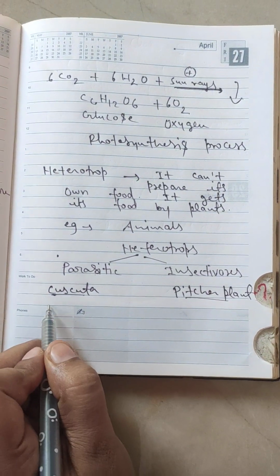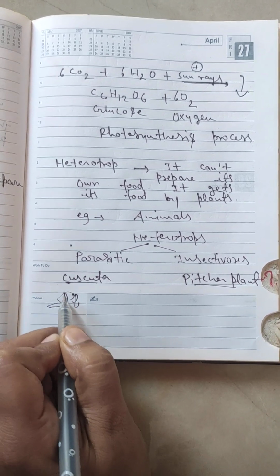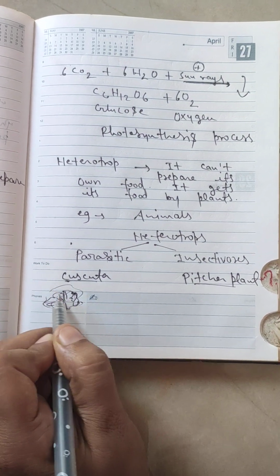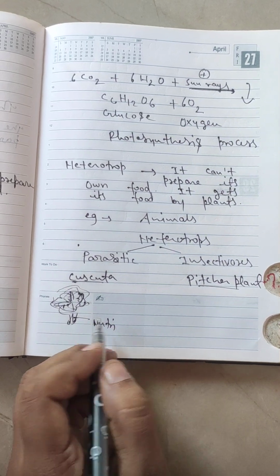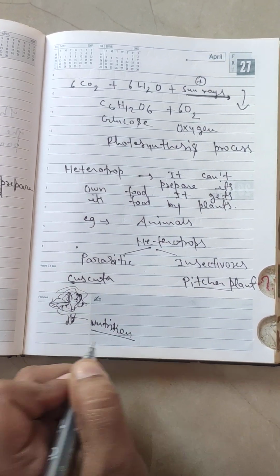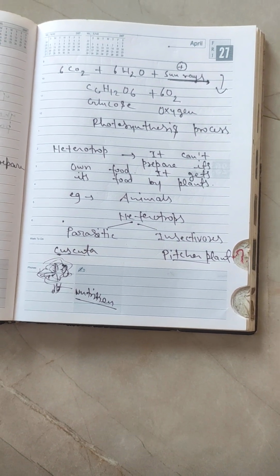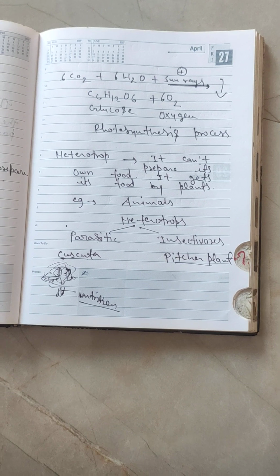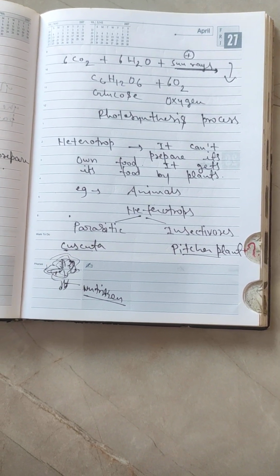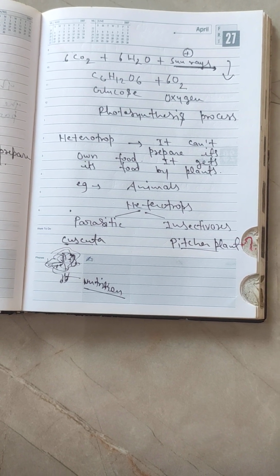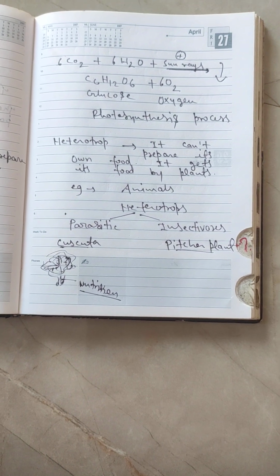Cuscuta just lives on some other plants, spreading over trees or a plant like that, and it just takes nutrition from the other plant. Nutrition, I think you know from class 6. When we take food for our growth and improvement, it is known as nutrition. Components of nutrition are carbohydrate, fat, protein, vitamin, minerals, water and roughage and so on. So I hope you will understand this chapter.